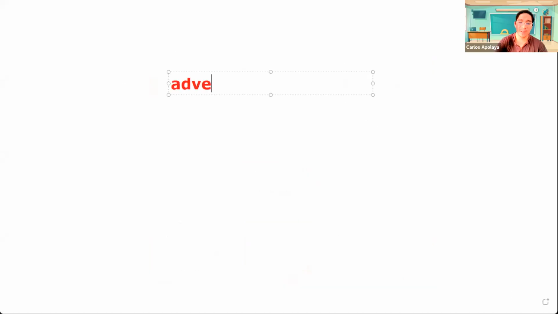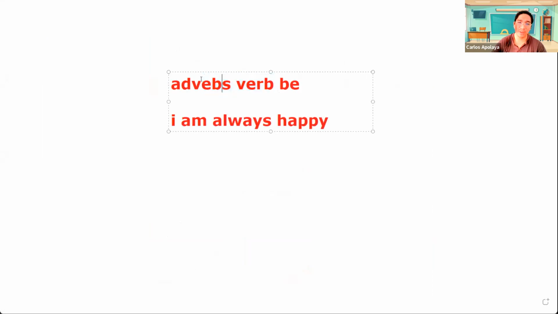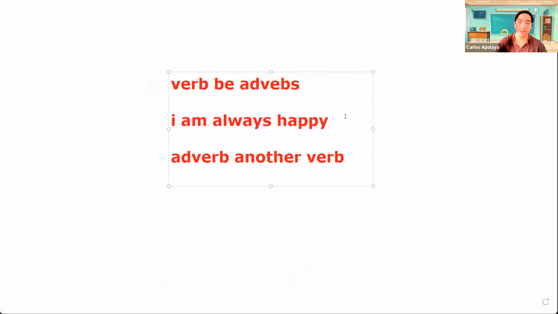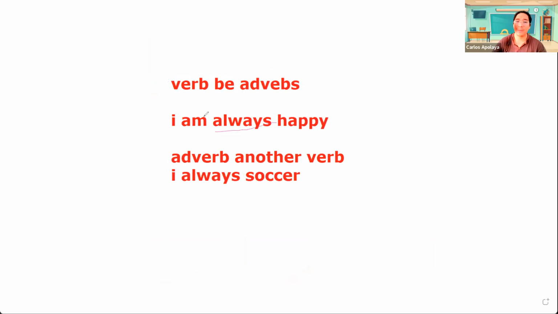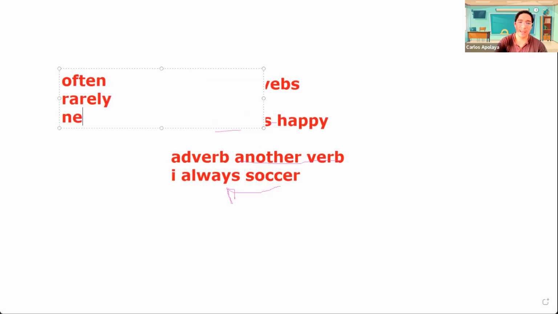Let me show you. Remember that you use the adverbs after the verb be. For example, "I am always happy." So it's not before; you go after. And then, with another verb, you have the adverb before it, and then you say, "I always play soccer." As you can see here, we have the adverb after the verb be, but in this case, we have it before another verb. This happens for most of the adverbs: often, rarely, never, always, a lot of them.